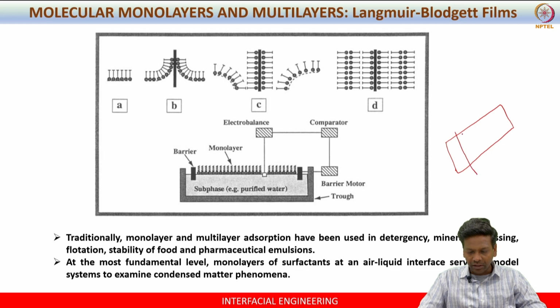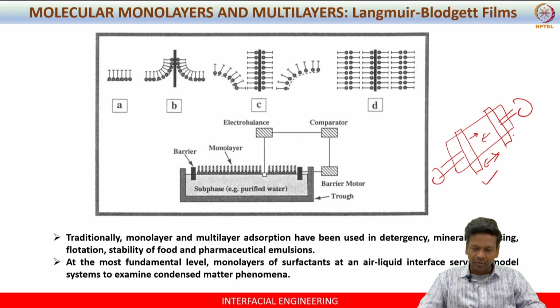And you will also have a barrier, okay, which is nothing but a double barrier system, a trough attached with a double barrier, and these barriers will be connected with a motor. So the barriers can be moved towards each other, and they can be pulled away from each other. When you move them towards each other, they will be compressing, so you will perform the compression isotherm, right? And when you pull them apart from each other, you will perform the expansion isotherm. So in this way, you will actually perform this experiment.